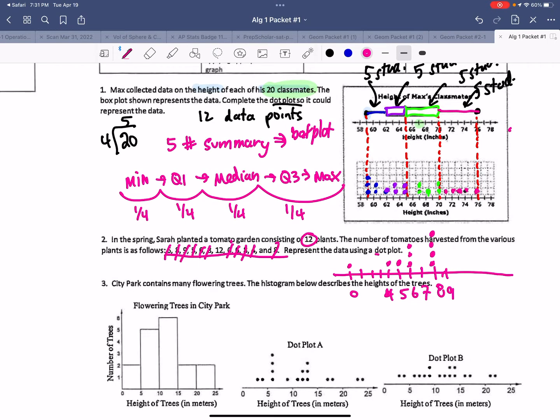9. I got 1 at 9. 10, 11, 12. I got 1 dot at 12. Okay, so we have 12, and that's all they want. Okay, so how do I finish this out?